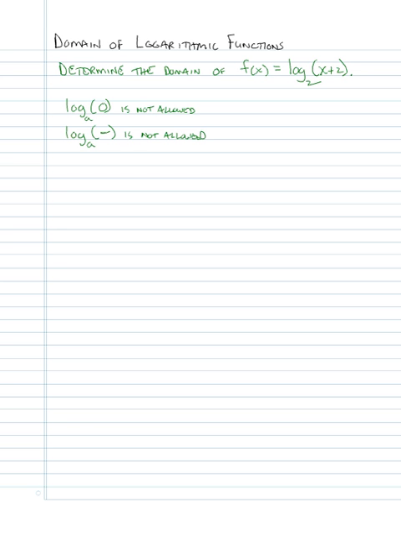And remember, what we're taking the logarithm of is called the argument. So the whole expression x plus 2, in general, is the argument. The argument, that's what we're taking the logarithm of, can't be 0 and it can't be negative, so that means the argument must be positive.